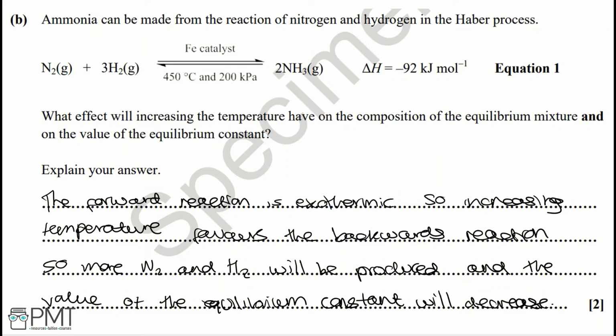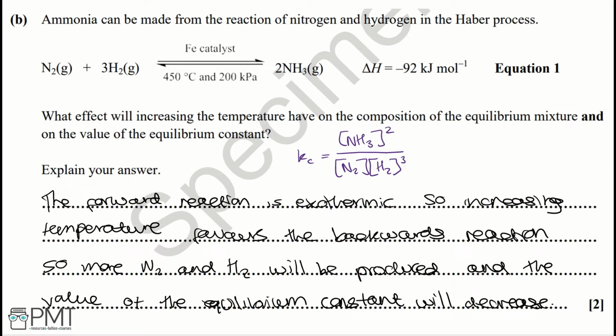So the reason why the equilibrium constant decreases is because the equilibrium constant will be Kc equals NH3 squared over N2 multiplied by H2 cubed. So if our N2 and our H2 are increasing, that is going to mean that our value of NH3 will be decreasing, and so Kc will also decrease.